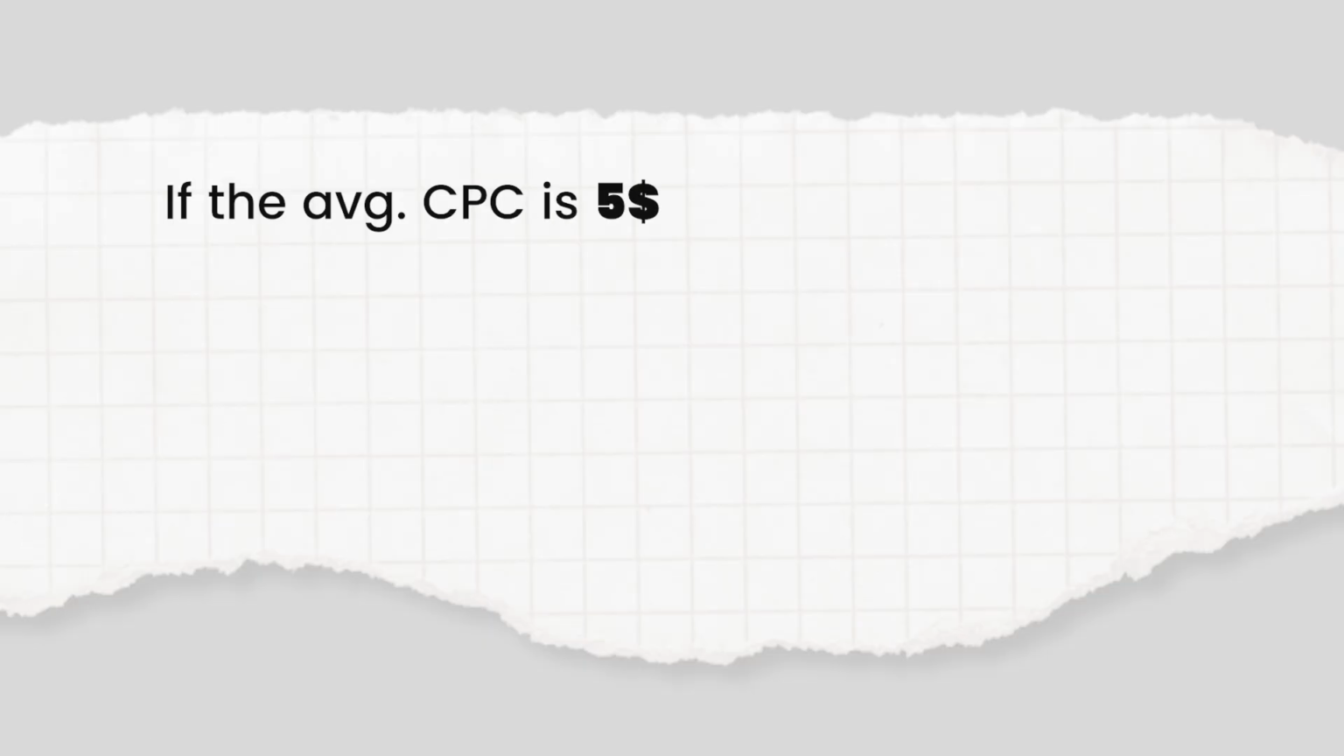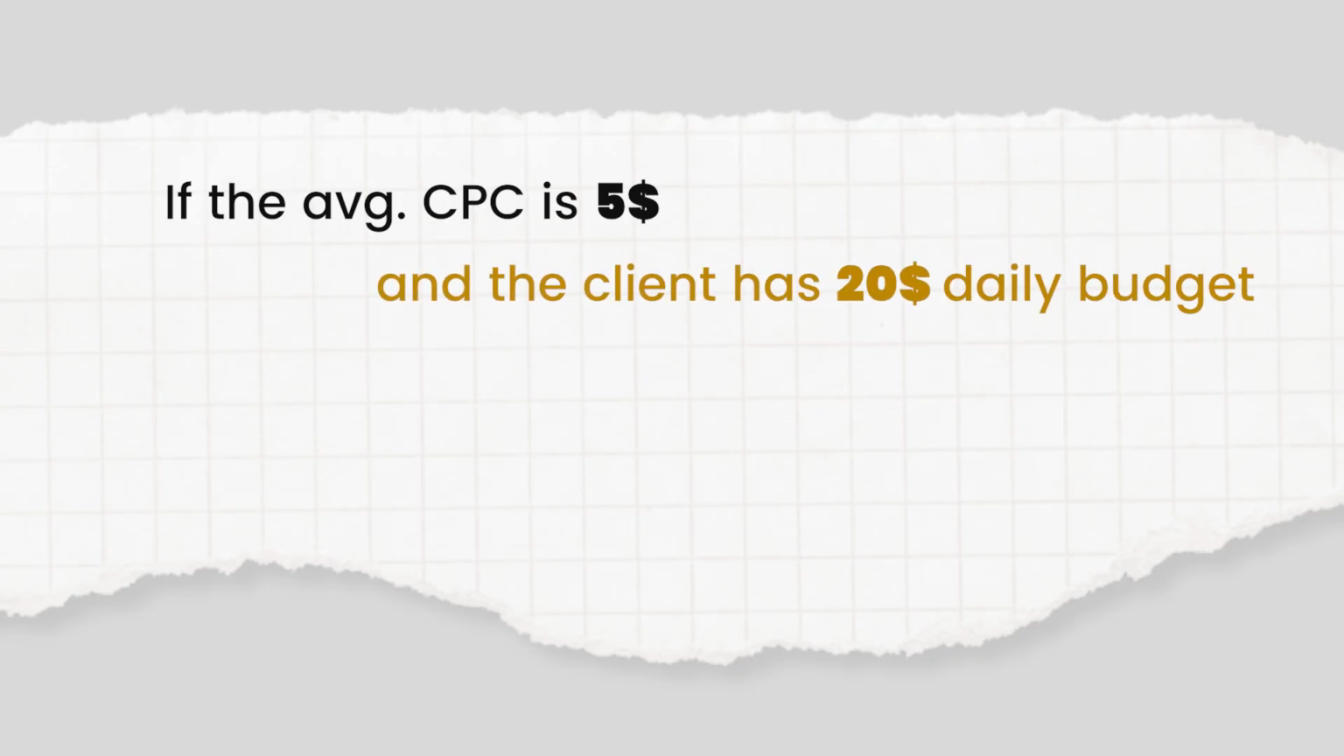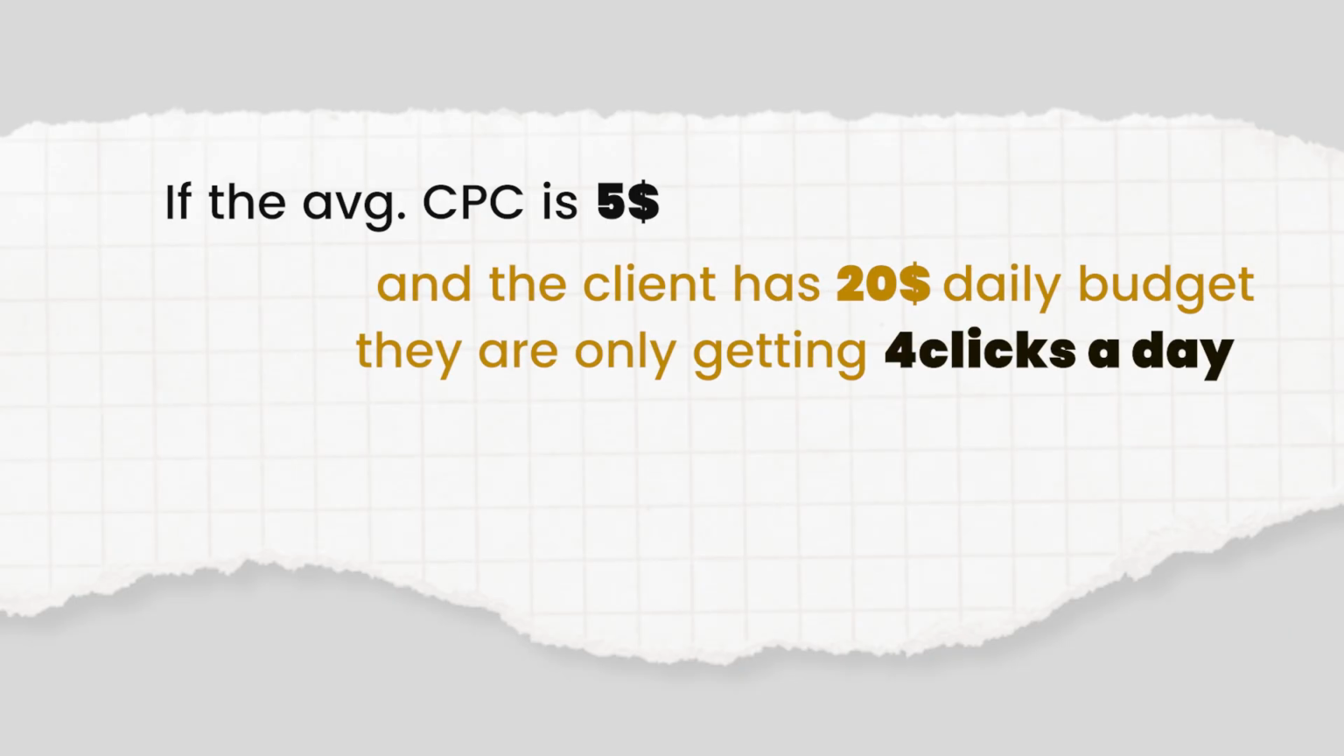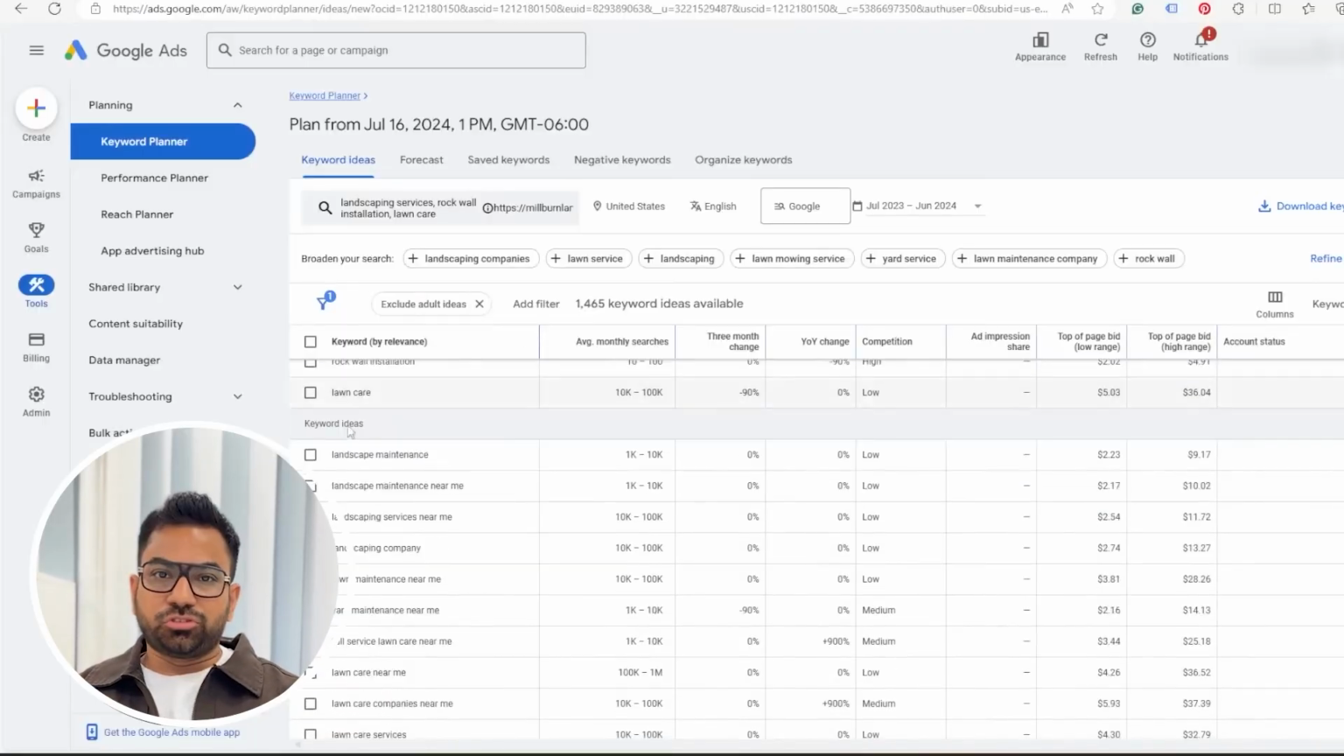If the average CPC is $5 and the client only has a $20 daily budget, they are only getting 4 clicks a day. Mathematically, they might only see 1 lead every 3 days. That is not enough data for Google's AI to learn, and it's not enough volume for the business to grow. You aren't just a guy running ads, you are a business consultant using Google Ads as a tool for growth. Once the client agrees to the math, then and only then do we build.